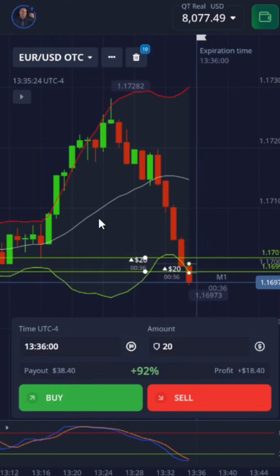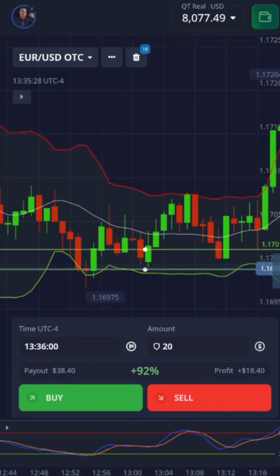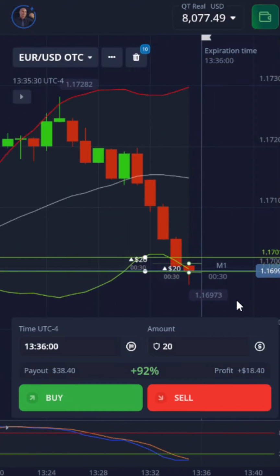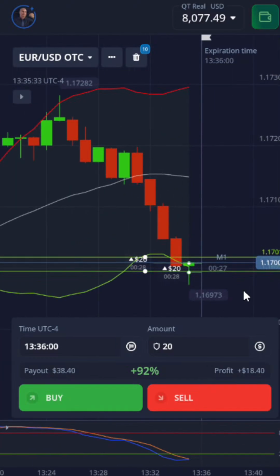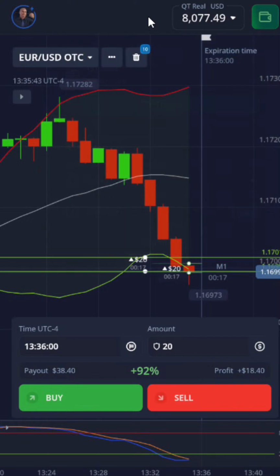Let's wait. He broke that support area right there, so let's see if it's going to respect it and go up. Let's try to go up. Now this is our real account, guys. Look, that's the demo account. That's the real account. All right, 16 seconds.